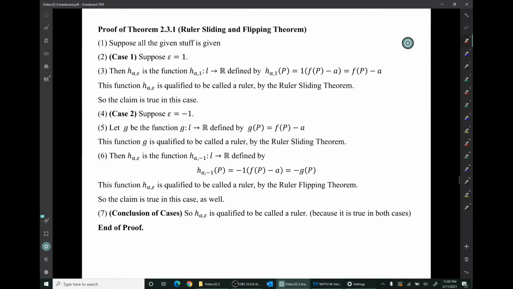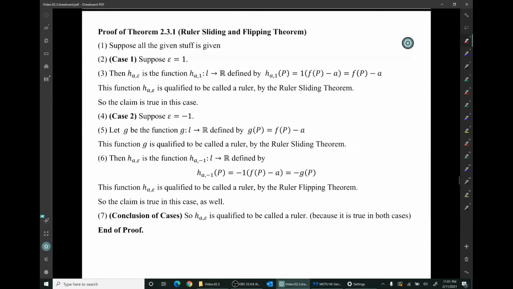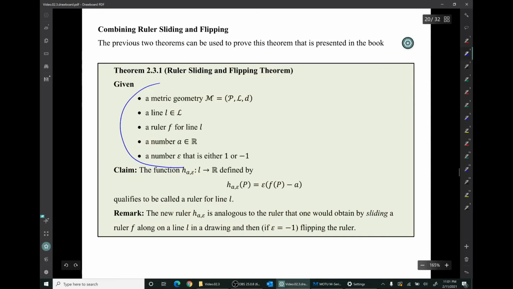So I'm going to sort of sketch a proof of the ruler sliding and flipping theorem. So suppose all that given stuff is given. You have a metric geometry, a given line L, a given ruler for line L, a number a, and another number epsilon that's either 1 or -1.